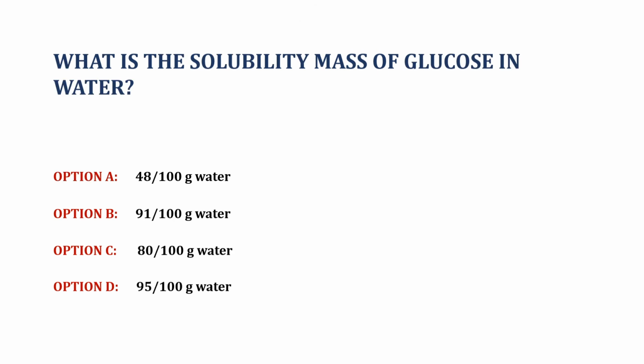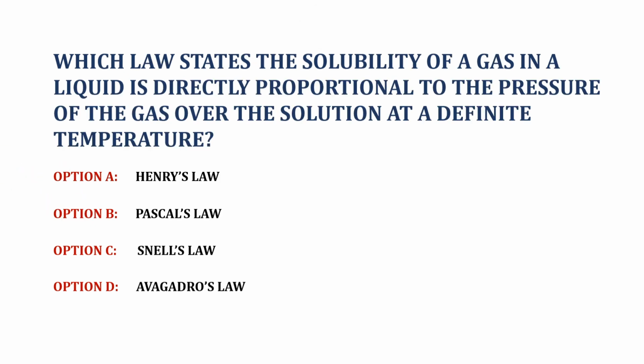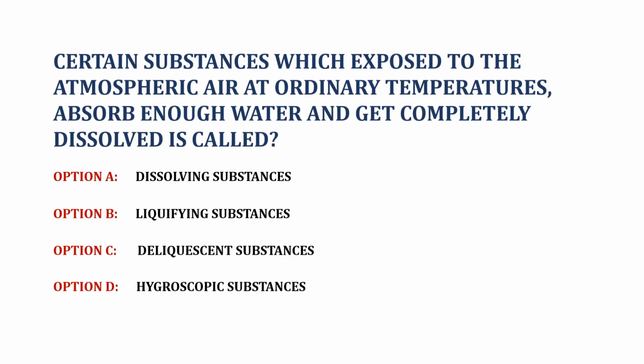What is the solubility mass of glucose in water? Option B, 91 gram per 100 gram of water. Which law states the solubility of gas in a liquid is directly proportional to the pressure of the gas over the solution at definite temperature? Option A, Henry's law. Certain substances which, exposed to the atmospheric air at ordinary temperature, absorb enough water and get completely dissolved are called?